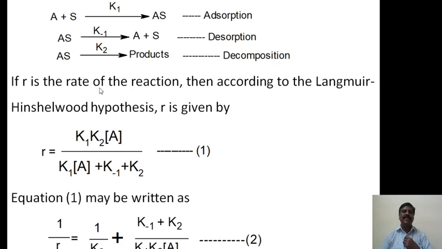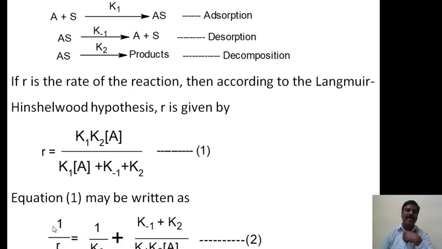If R is the rate of reaction, then according to the Langmuir-Hinshelwood hypothesis, R is equal to K1 into K2 into the molar concentration of A, divided by K1 into the molar concentration of A plus K minus 1 plus K2. Call this equation number 1.